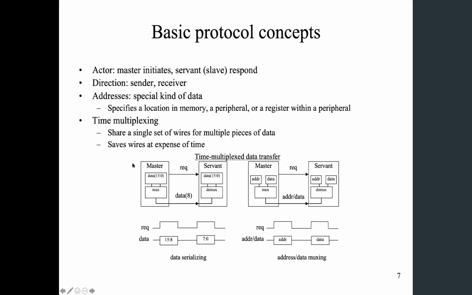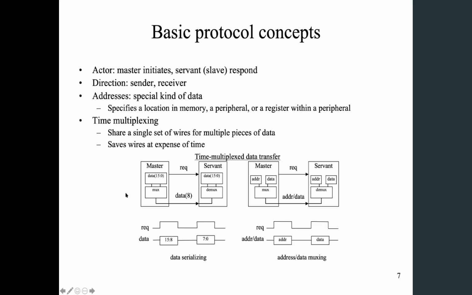Now, for some cases, if we do not have a lot of wires, we may have to reuse the wire for different purposes. This is a good example of time multiplexing. The goal is to share a single set of wires for multiple pieces of data. What we're seeing here is a master actor and a servant actor. And we are trying to send data from one side to the other side. However, the data bus is only 8-bit, whereas the data itself is 16-bit.